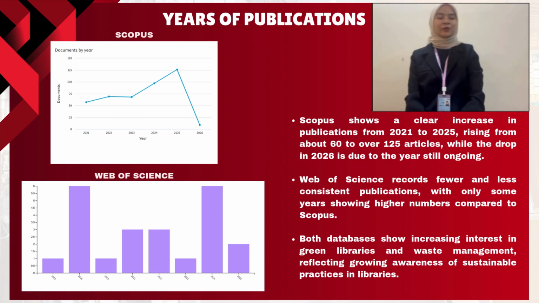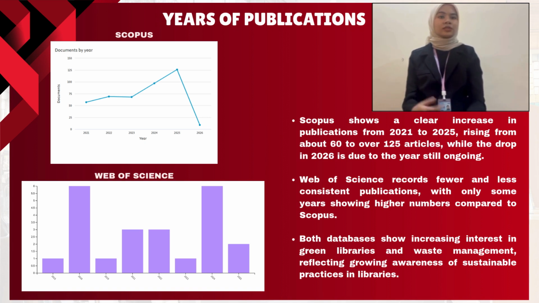Next, I will explain to you about the year of publication of Scopus and Web of Science. Based on the Scopus data, the number of publications on green libraries and waste management has been increasing steadily from 2021 to 2025. This trend shows it started with about 60 articles in 2021 and reached over 125 articles in 2025. This shows that more researchers are paying attention to this topic.